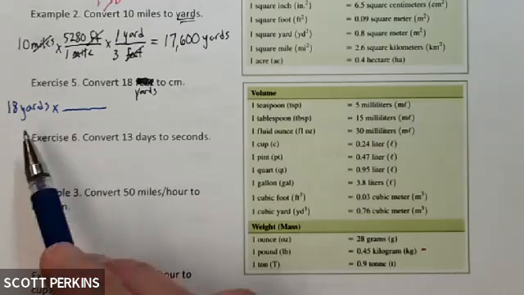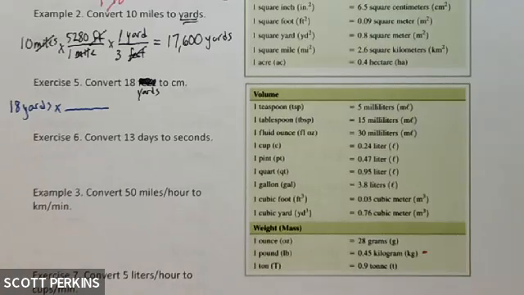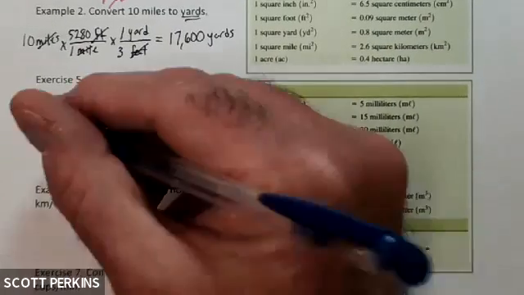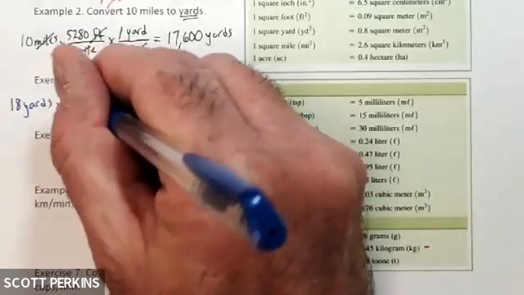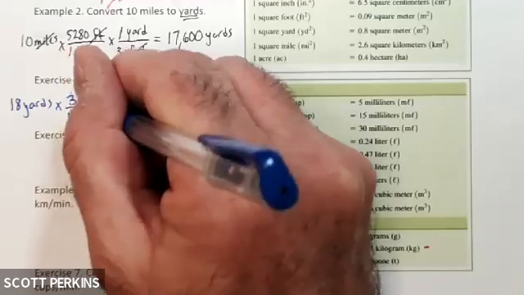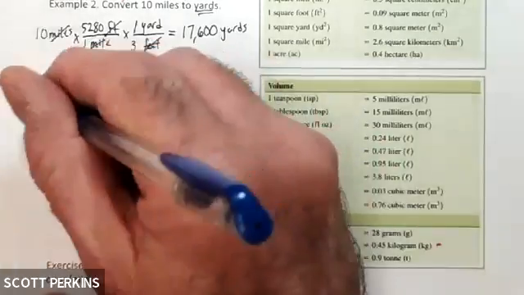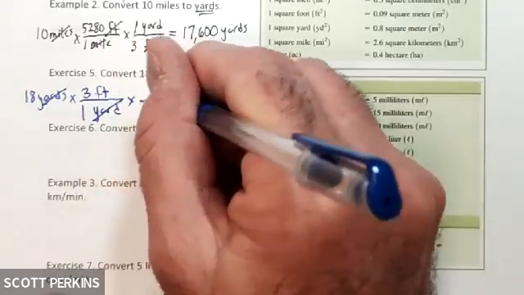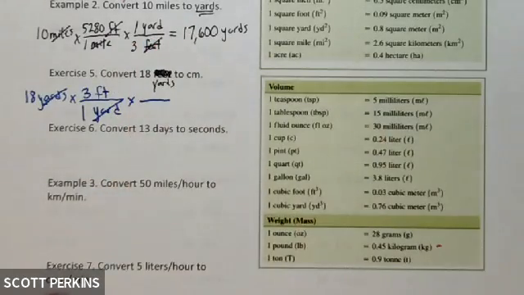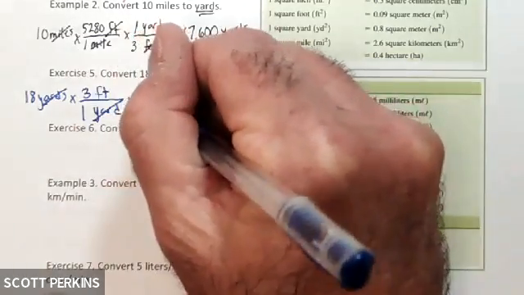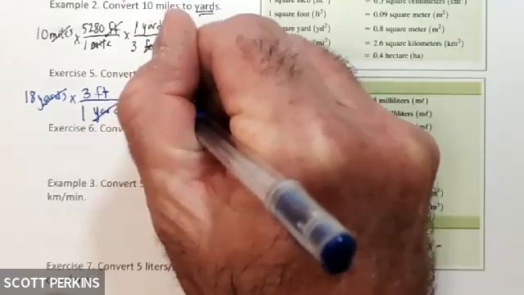So we start off with the 18 yards, and I just so that again, so we're all doing the same thing, convert yards to feet. So we know that there's 3 feet in 1 yard. So I put the 1 yard in the denominator, I put the 3 feet in the numerator so that the yards will cancel. And then according to the table now, when I go to change feet into centimeters, 1 foot is 30.5 centimeters.